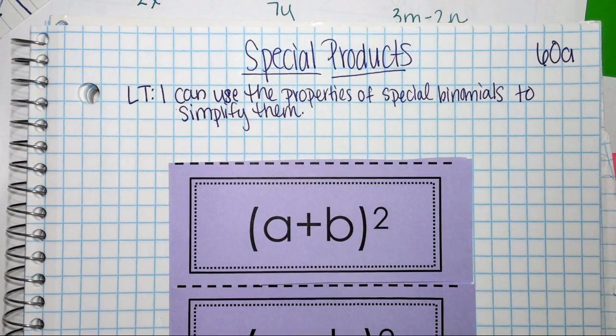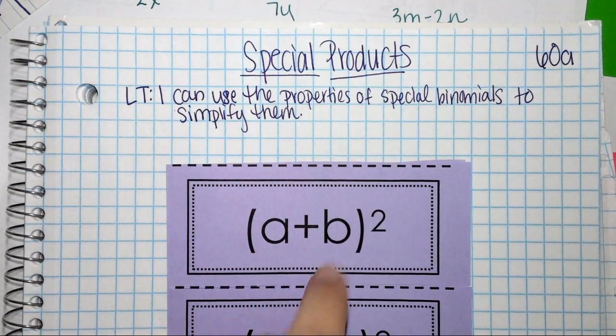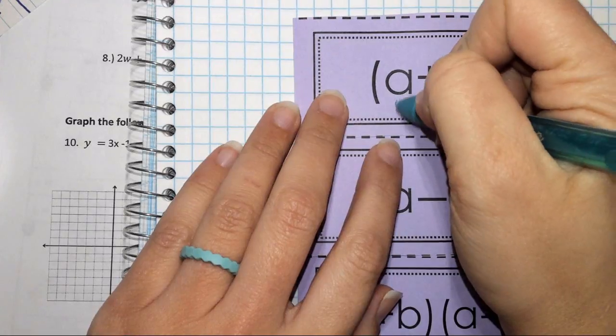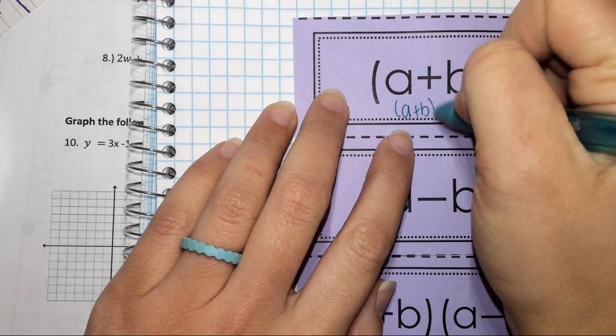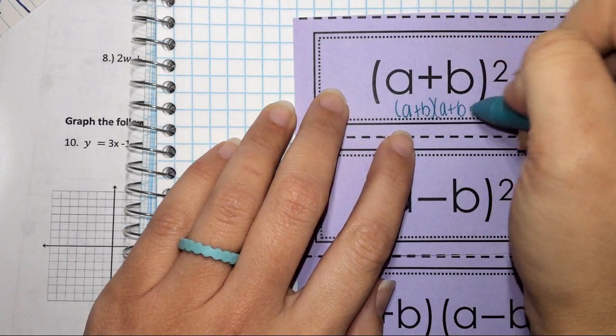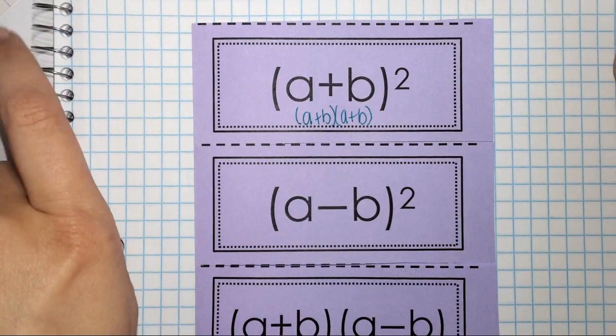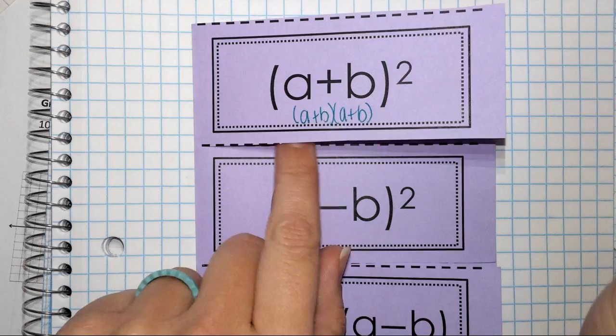Is everybody ready? So when you have one that looks like this, a plus b quantity squared, we could use FOIL and do it as a plus b times a plus b, and then use the FOIL method. Or we can be fancy.